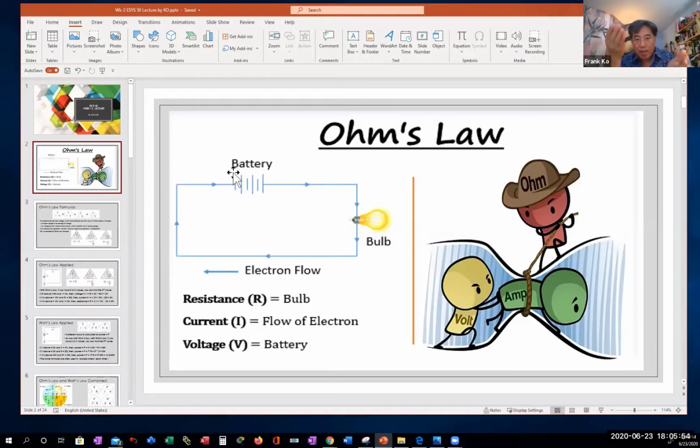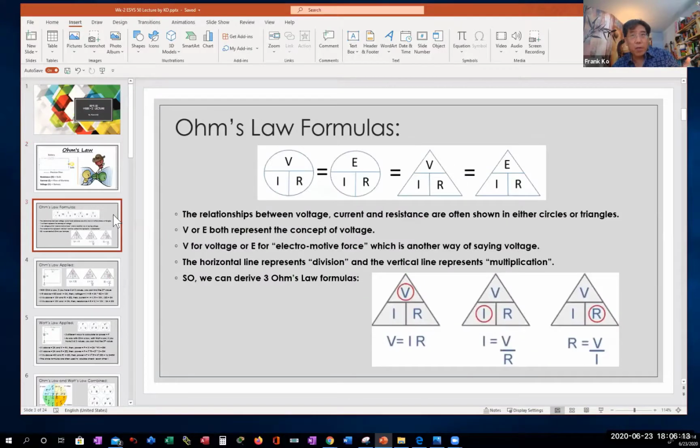So they behave opposite of each other, inverses of each other. Remember, as resistance goes up, current must come down. If resistance comes down, then current must go up. That is a quick reminder of what we discussed last week. And then we were given Ohm's law formulas, and I've kind of expanded these here.